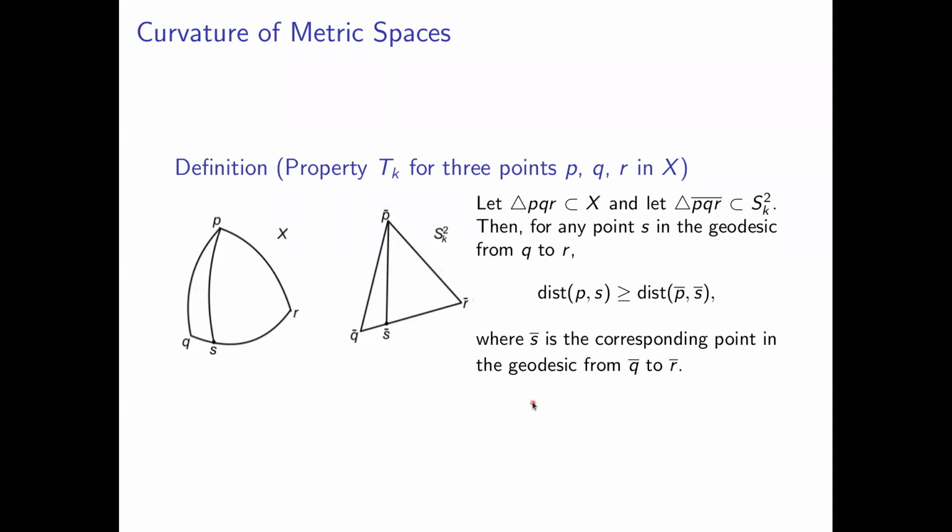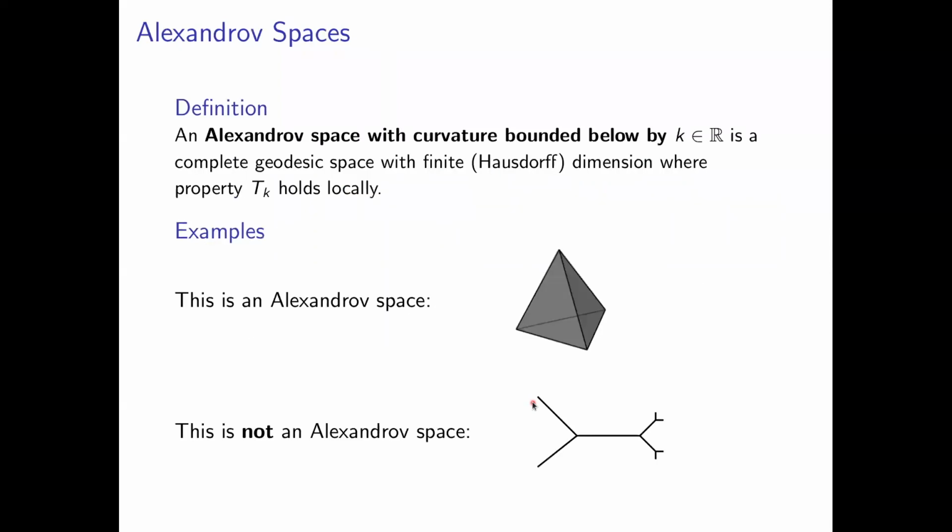You can think of this as a metric way of saying that you have sectional curvature bounded below by K. This only involves distances, so you can take it as a definition for a geodesic space. This is what an Alexandrov space with curvature bounded below by K is. And again, you can think of a complete Riemannian manifold with curvature bounded below by K.